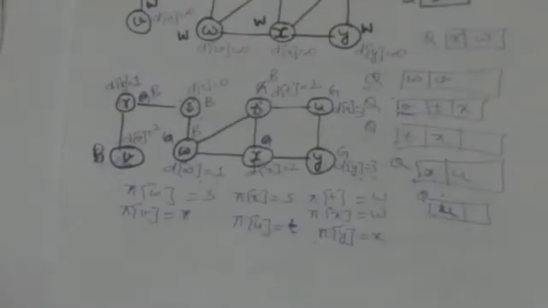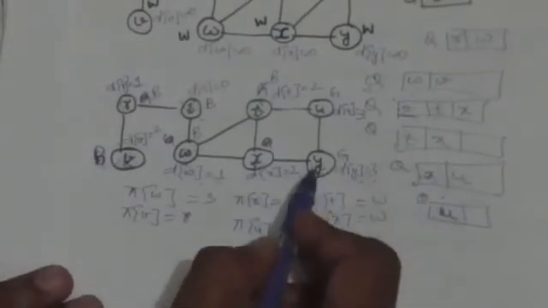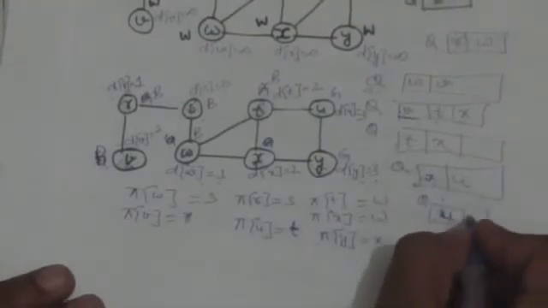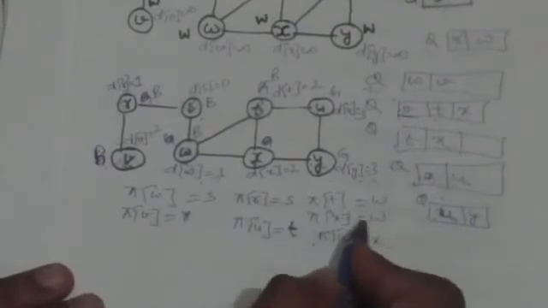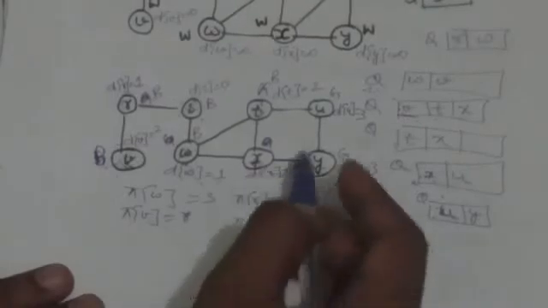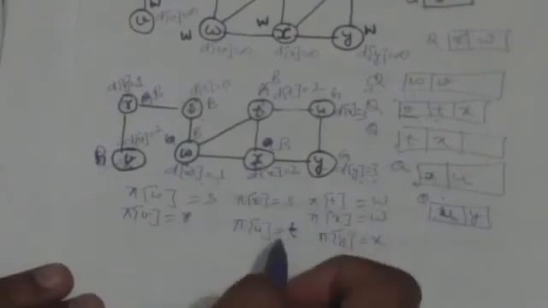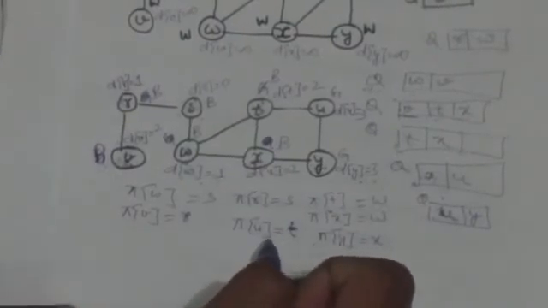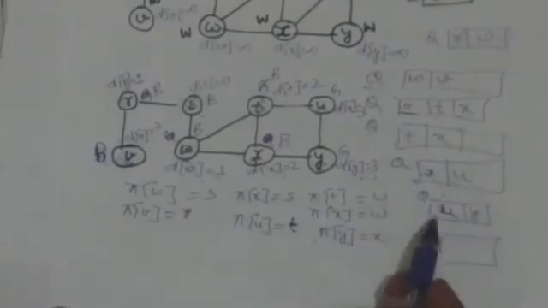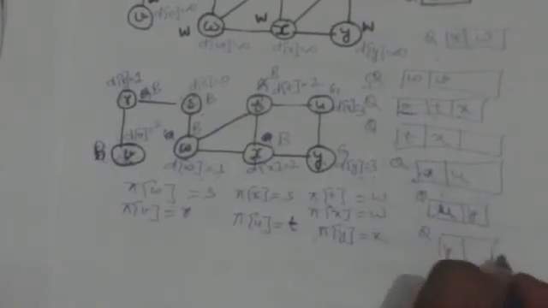Now we will enqueue this vertex y in Q, right? And after this we will change the color of vertex x from gray to black. It means the vertex x has been processed, right? Now we will dequeue a vertex from Q. So we will dequeue the vertex u from Q, right?